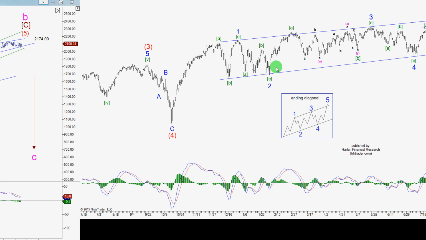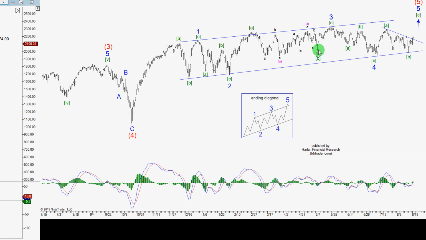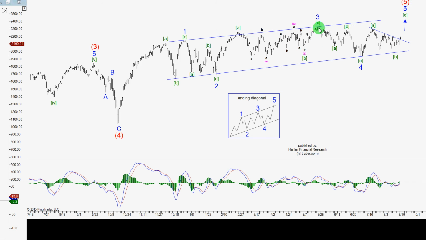From the wave 2 low here, the market rallied, made a new high, and then we went into a sideways correction, and then made another nominal new high again, just to tag the channel line.